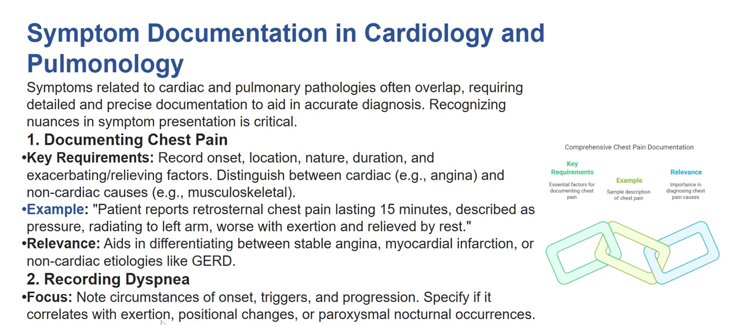Specify if it correlates with exertion, positional changes, or paroxysmal nocturnal occurrences. Example: reports shortness of breath when climbing stairs, worsened over 4 weeks, associated with orthopnea and nocturnal wakening. The importance here: differentiates heart failure from obstructive conditions like COPD or interstitial lung disease. And here is a summarized diagram summarizing comprehensive chest pain documentation.